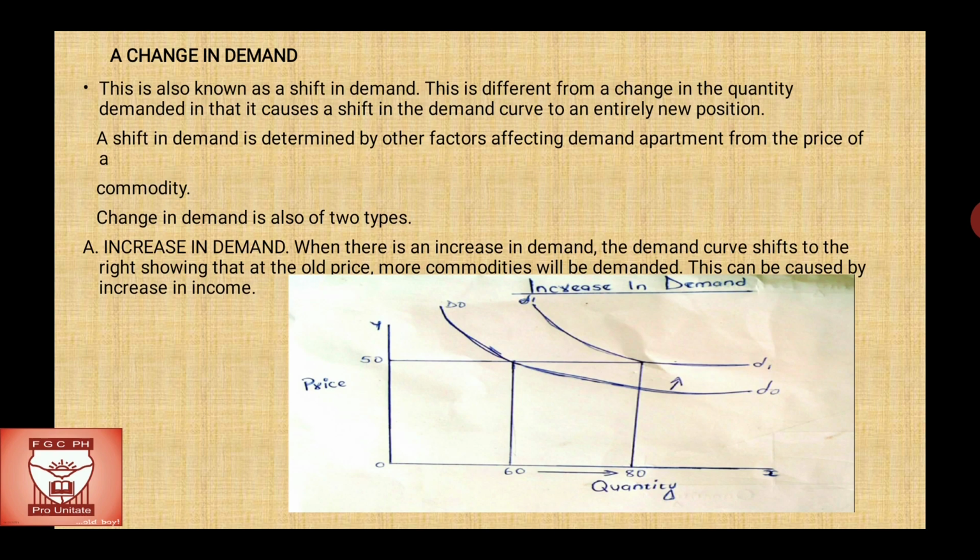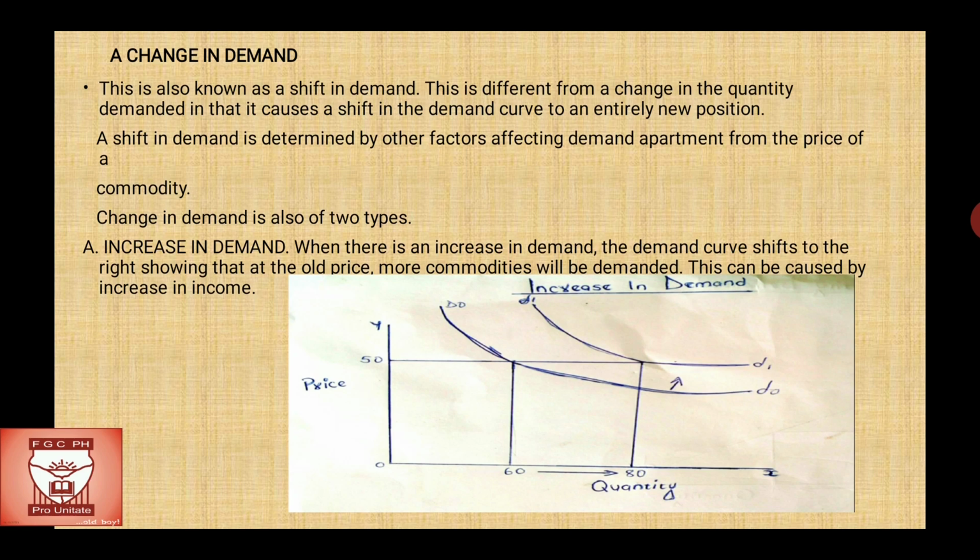Number one is the increase in demand. When there is an increase in demand, the demand curve shifts to the right, showing that at the old price, more commodities will be demanded. Why are you demanding more commodities at the old price? It might be that your income has increased. Because your salary has increased, you will now decide to buy more of a particular product.